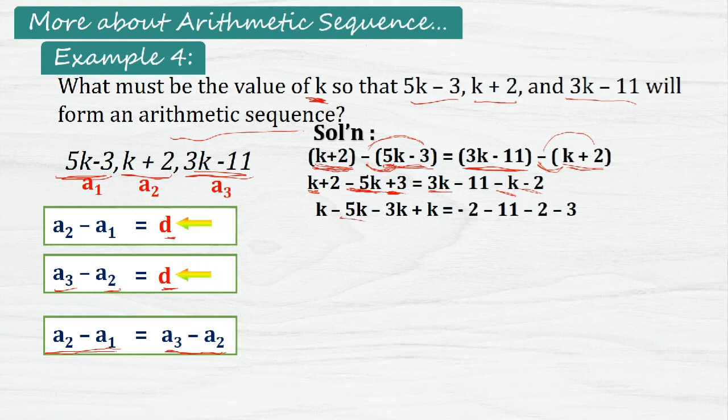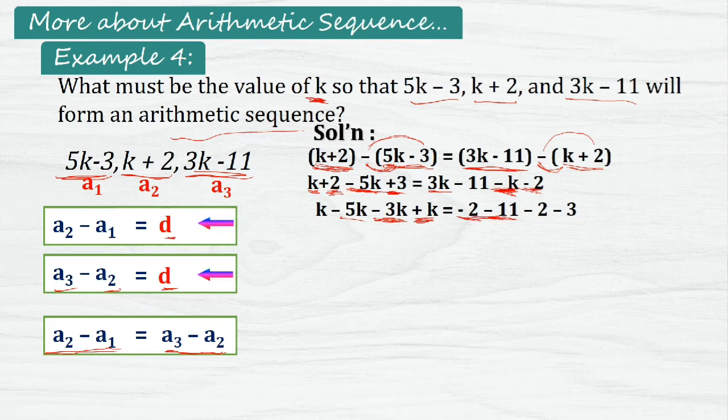Then itong 3k dito, since positive siya, and then i-transpose natin from right to left, maging negative ang sign natin. So ito naman, si negative k, from negative, magiging positive k. And then, negative 2, kopyahin lang si negative 2 at saka si negative 11. Okay, negative 2 minus 11.